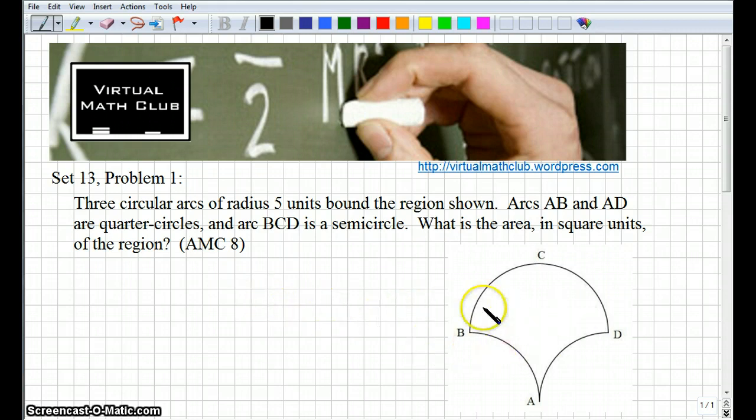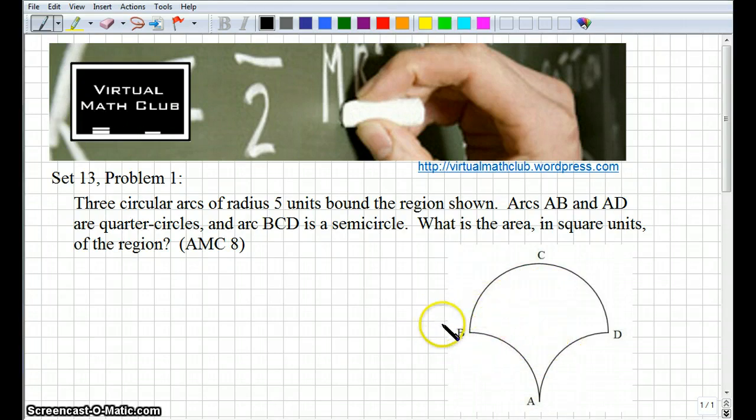Okay, so we get this funny looking shape. It looks pretty complicated. My hint to you would be to break this shape apart into more manageable shapes. That is a pretty common trick with a lot of these geometry problems when you're trying to find an area of a funny looking shape: break it up into shapes that you know the area of.